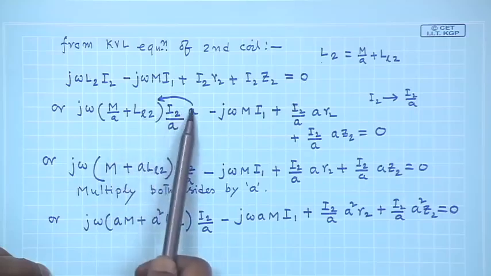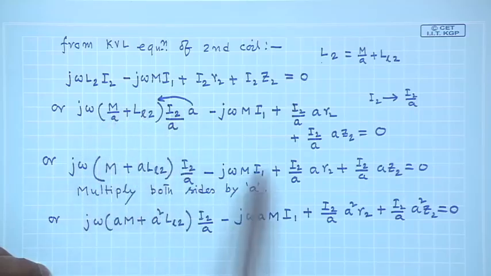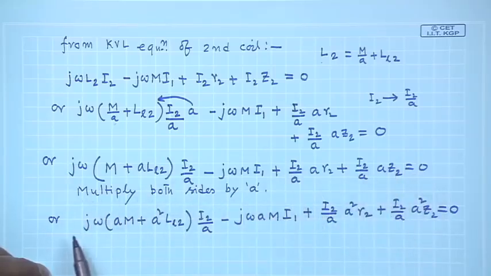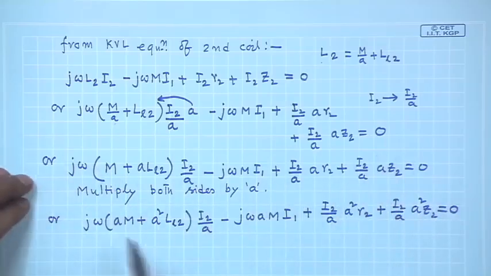In the next step, this a you have put inside, so the a cancels. So M plus this, then you multiply both sides by small a. So j omega, this small a you put inside: a M plus a square L L 2 and so on, minus j omega M I 1 plus I 2 by a square R 2 plus I 2 by a square Z 2. So this is the second equation.